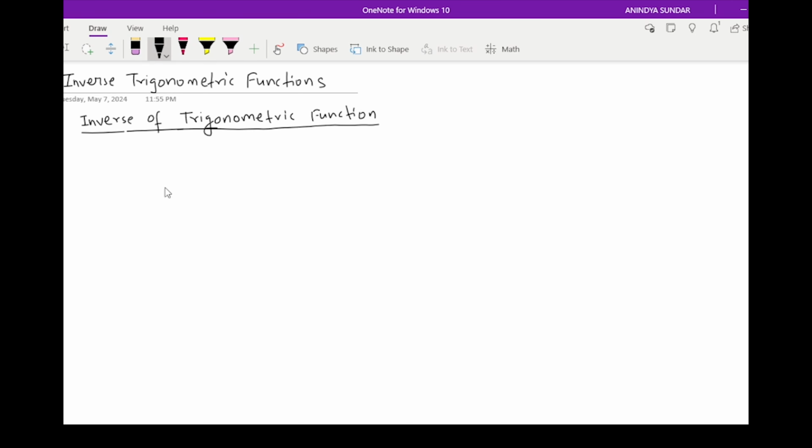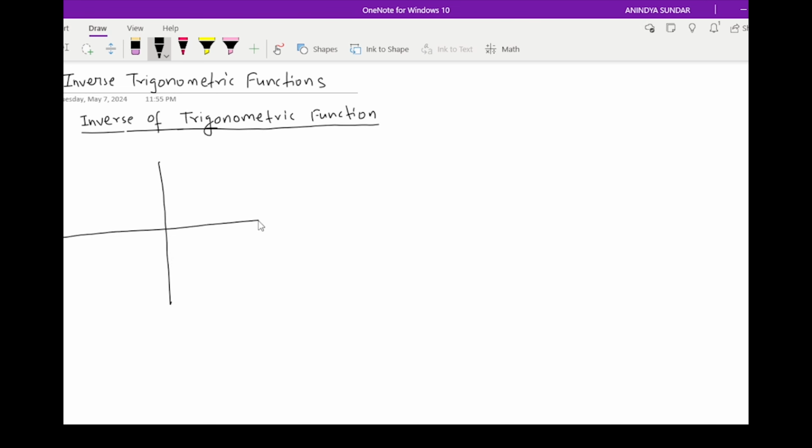So first of all, we will draw the graph of cos and try to see some of the features of cos, like domain, codomain, and what is the range of the cos function. And then we will draw the graph, and then I will try to find the inverse of the cosine function.